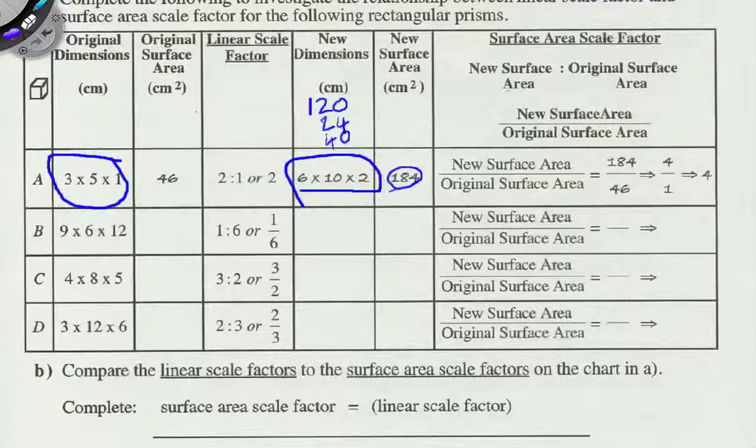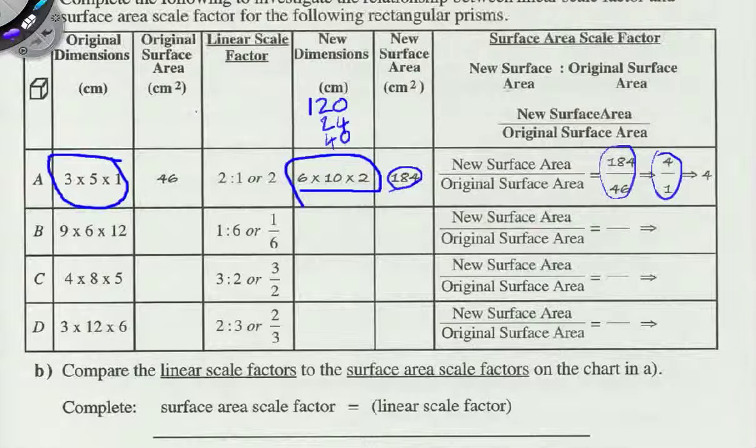Surface area scale factor. Now the new surface area compared to the original is 184 over 46, or in this case, 4 to 1. So again, it's gone from 2 to 1, the linear scale factor, to an area scale factor of 4 to 1. You'll find this is the case that will happen in each of these cases.